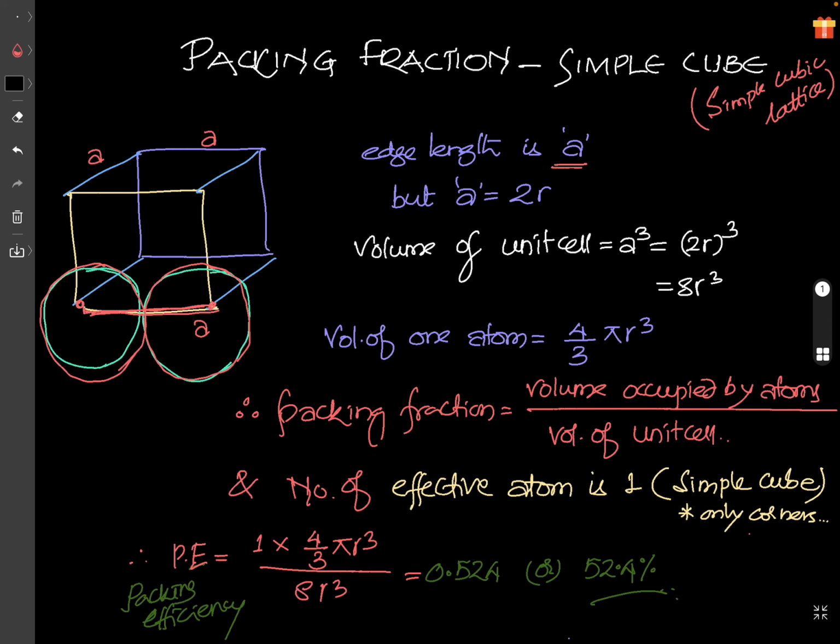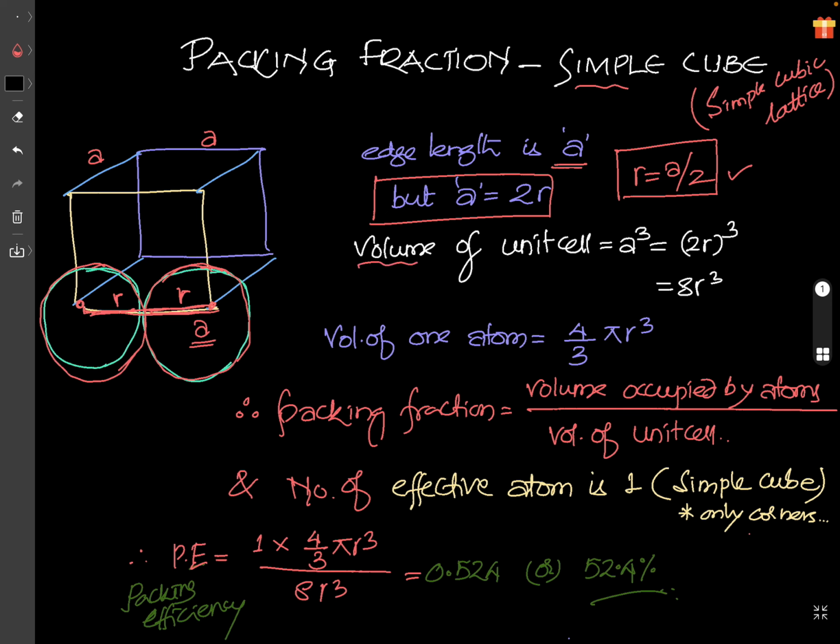And as we know, this is half, so this is radius and this is again radius. In this circle, this is radius part and this is radius part. So edge length A is equal to 2R. This is the most interesting one. A is equal to 2R, or R is equal to A by 2, for simple cubic lattice. These kinds of questions also will be asked. You must be very careful what type of lattice it is. Edge length is A and A is equal to 2R.